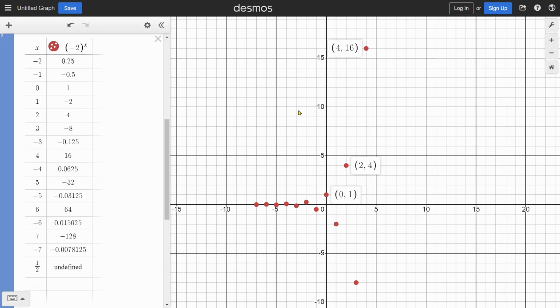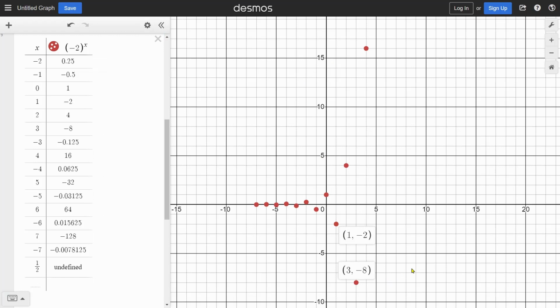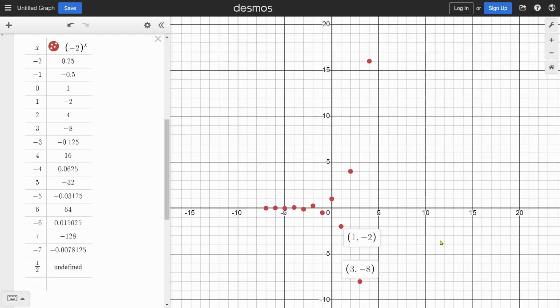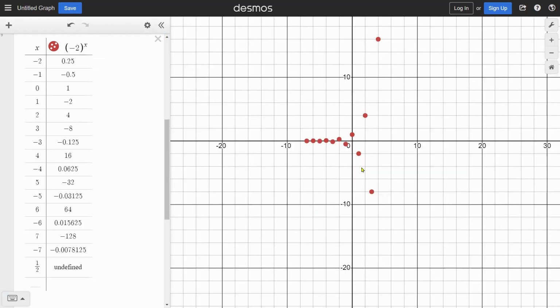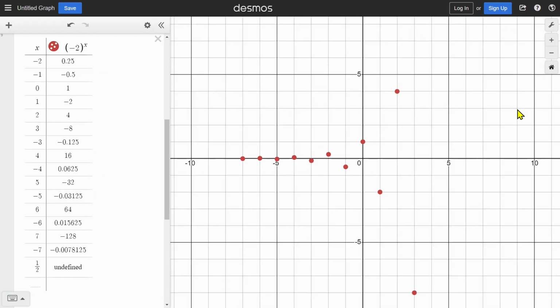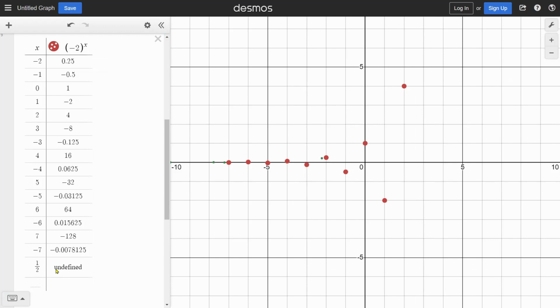But when I do -2 to those powers, when I do -2 to an odd power, so -2 to the first, -2 to the third, and so forth, I end up getting, let me see if I can zoom out a little bit, I end up getting negative numbers. Okay, so you see I end up getting negative numbers. Let me just get it back to normal. Now, I also have here 1/2.